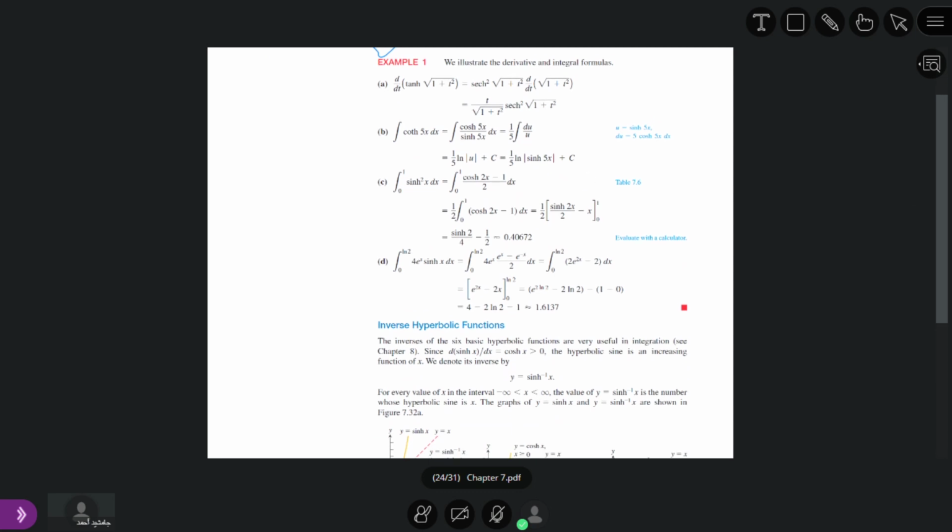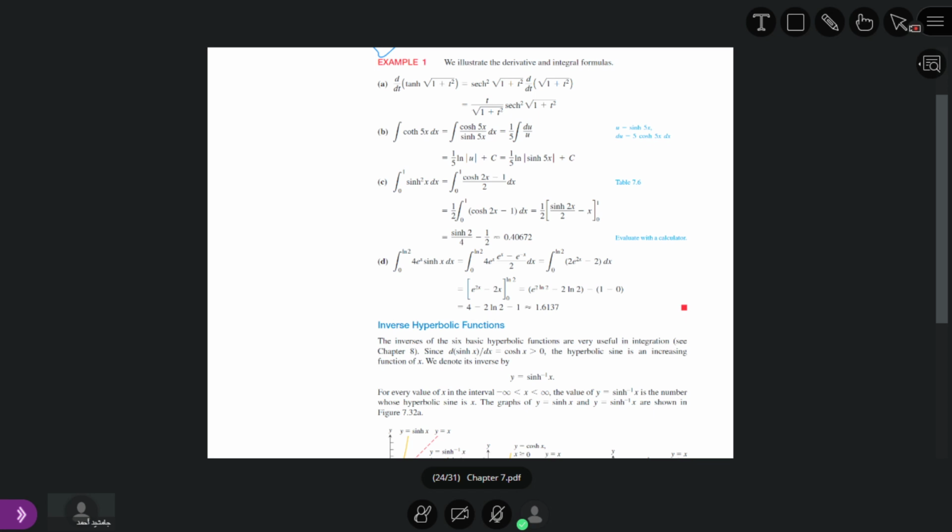In the last class we have discussed the derivative of the hyperbolic functions. Derivative of sine hyperbolic x is equal to cosine hyperbolic x. Derivative of cosine hyperbolic x is equal to sine hyperbolic x. Derivative of tan hyperbolic x is equal to sec hyperbolic squared x.